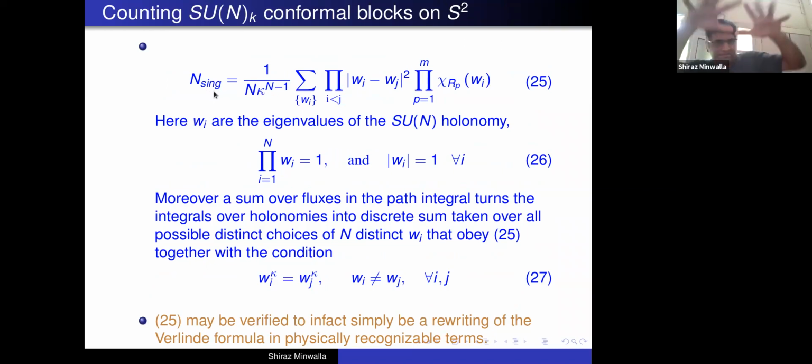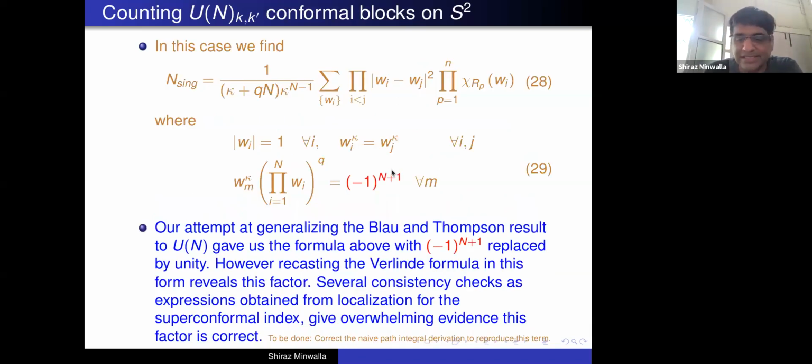The number of singlets, the dimension of the space of conformal blocks, is given by summing over a bunch of distinct eigenvalue configurations of the SU(N) holonomy and then some integrand. So the integrand is effectively the Haar measure times the characters evaluated on these eigenvalues. The solution set over which you have to sum is sort of interesting. Each of these w_i's are eigenvalues of the SU(N) matrix. It's an SU(N) matrix, so the product over w_i's is 1 and the modulus of each w_i is 1. The phases. Okay.